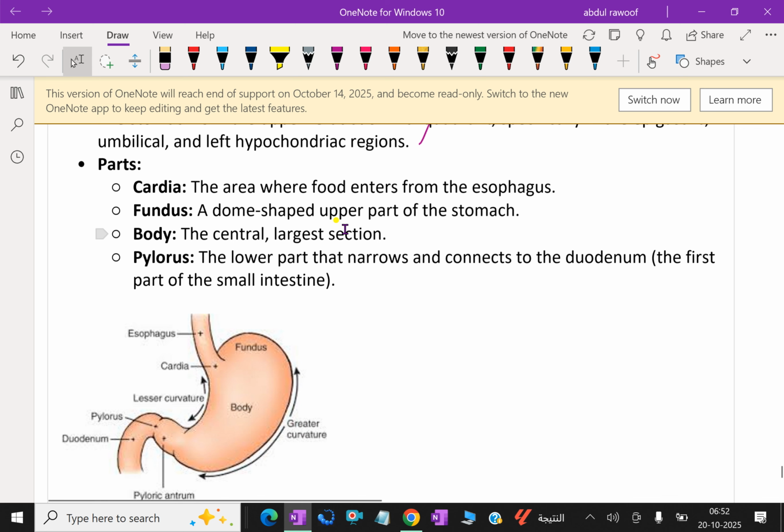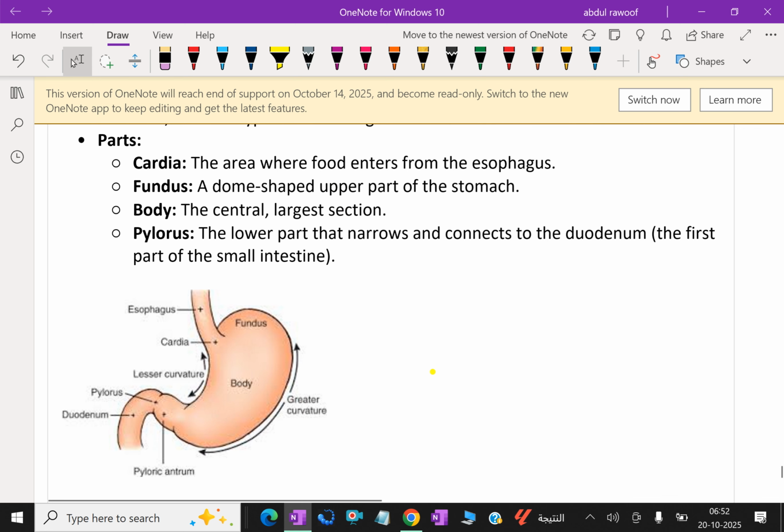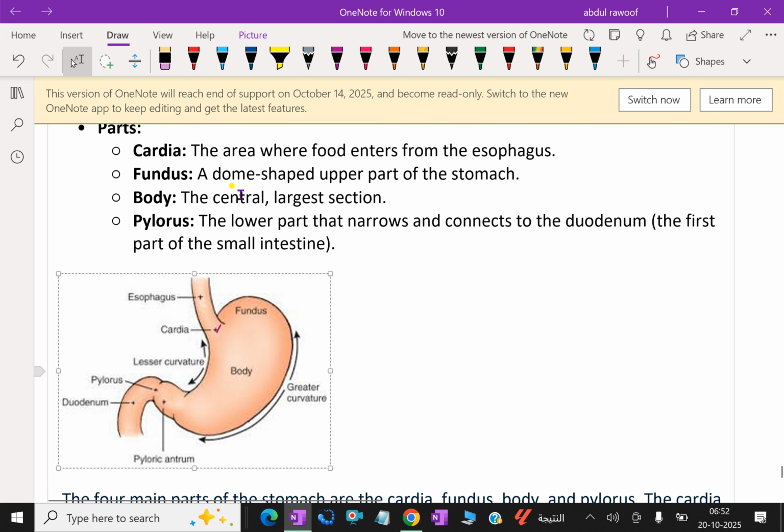Cardia, the area where food enters from the esophagus, is the cardia. Fundus, the dome-shaped upper part of the stomach, is the fundus. Body, the central largest section, this is the body of the stomach. Pylorus, the part that narrows and connects to the duodenum, the first part of the small intestine. This connects to the duodenum.